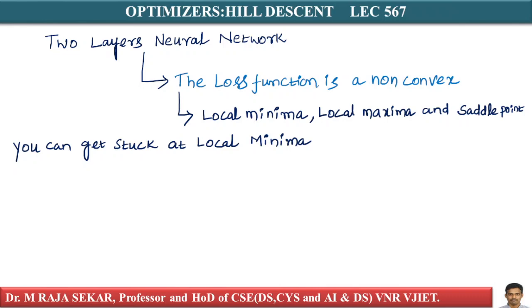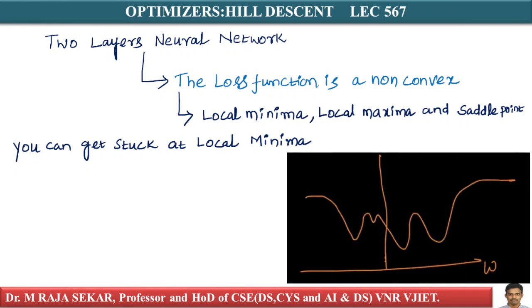Suppose you are trying to solve a deep learning problem. Let's assume my loss function looks like this. Suppose this is my initial weight, let me say this is W naught. This W naught is my initial weight.